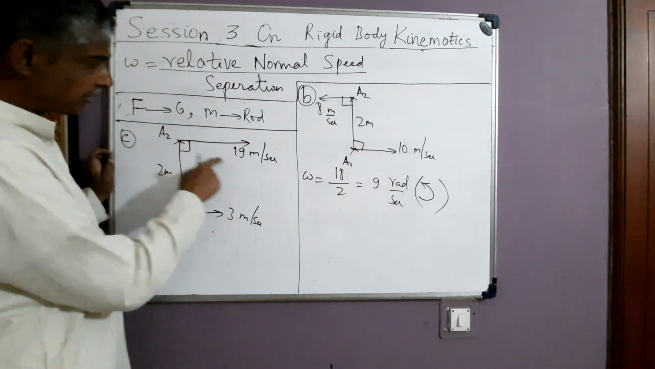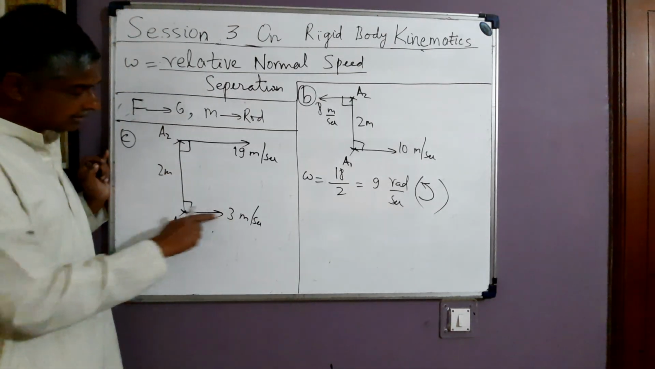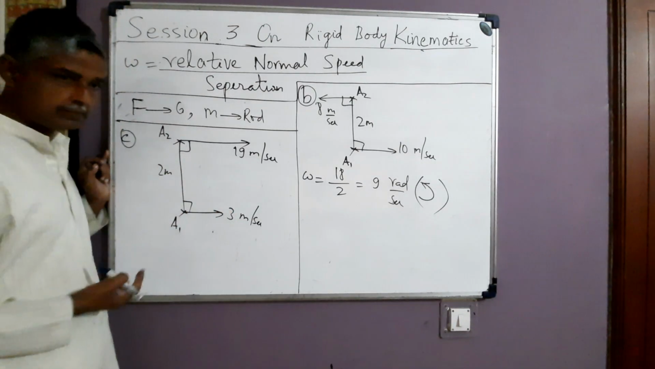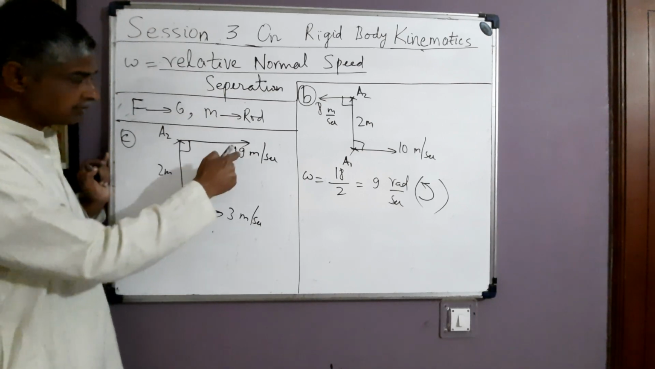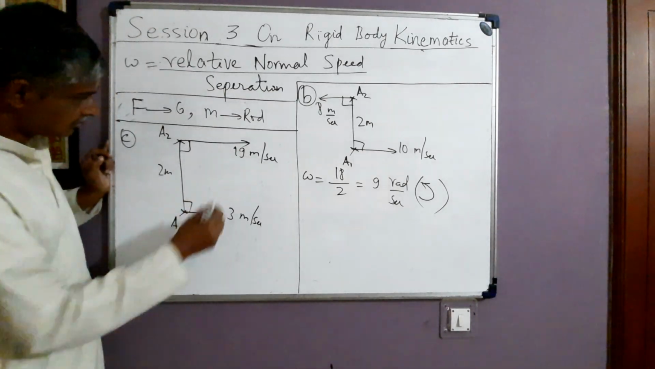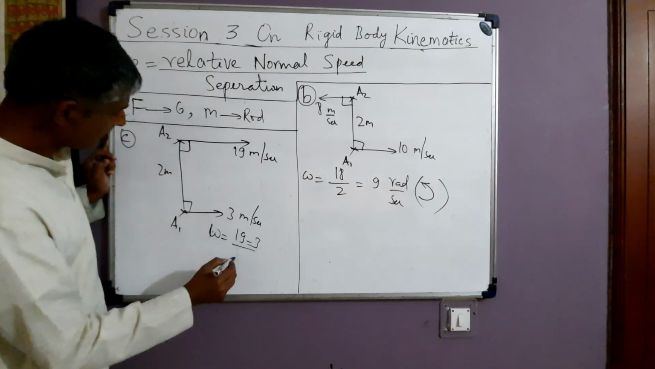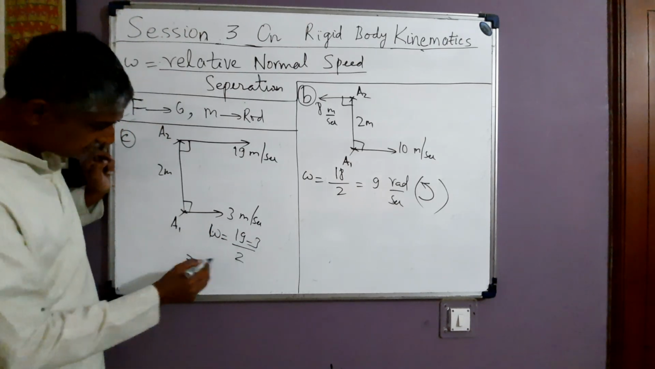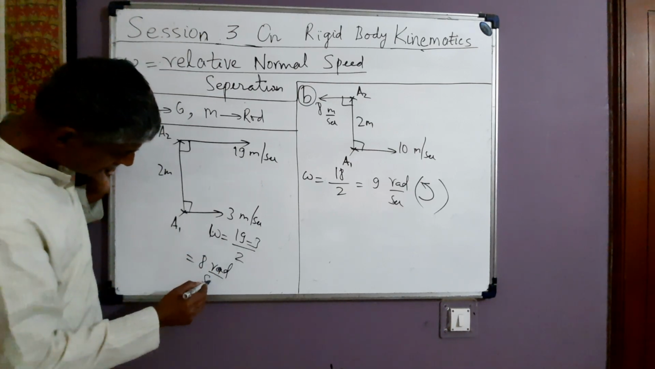So again, normal speed of A2 is 19 rightward, 19 sine 90 degree. Normal speed of A1 is 3 rightward, 3 sine 90 degree. They are in the same direction. So from the theory of relative velocity, relative normal speed will be 19 minus 3. This omega will be written as 19 minus 3 by 2. That is simply 16 by 2, that is equal to 8 radian per second.